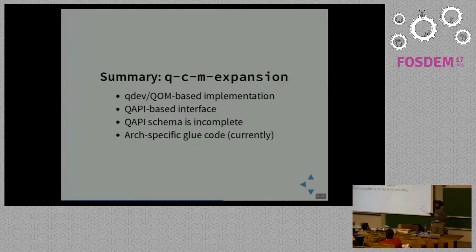And it has an additional problem: the glue code that makes sure the QOM implementation can report QAPI-based data is specific to each CPU architecture. So we need to clean that up, to see how we can get common infrastructure for that.